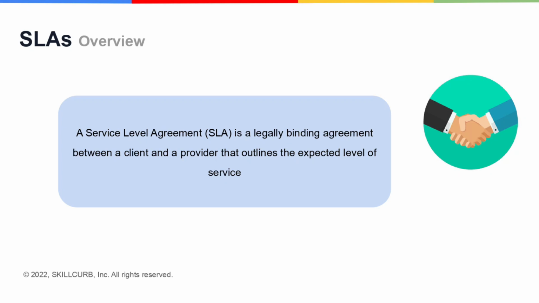A service level agreement, or SLA, is a legally binding agreement between a client and a supplier that outlines the expected level of service. Customers will be eligible to receive compensation such as financial or service credits when a service level is not fulfilled and they fulfill their duties under the SLA.